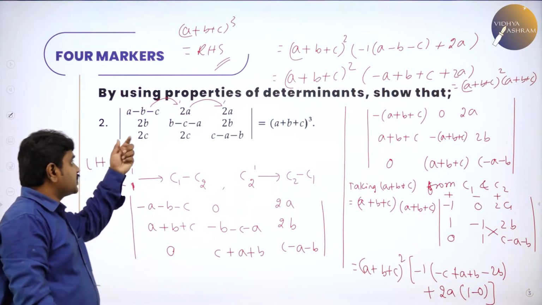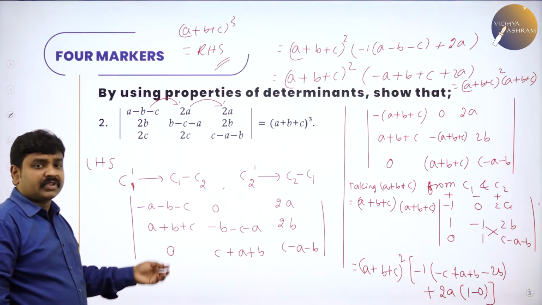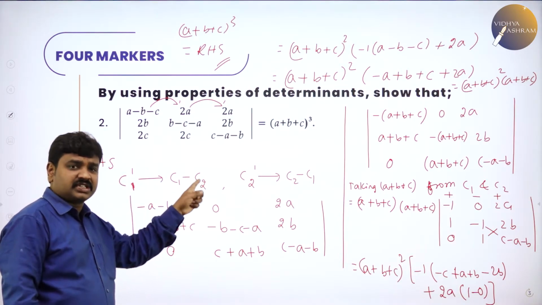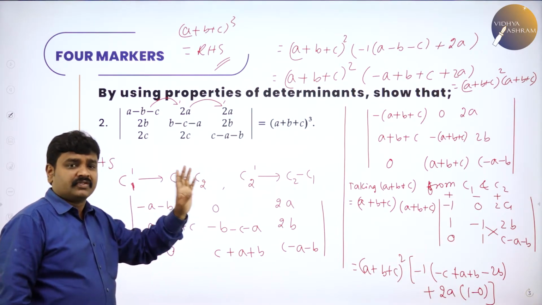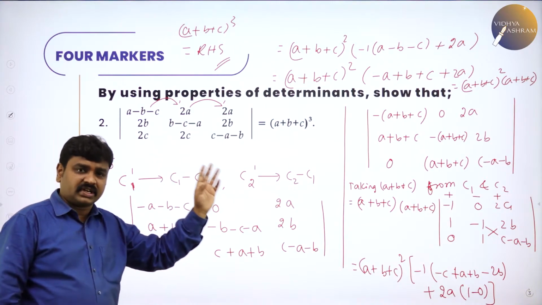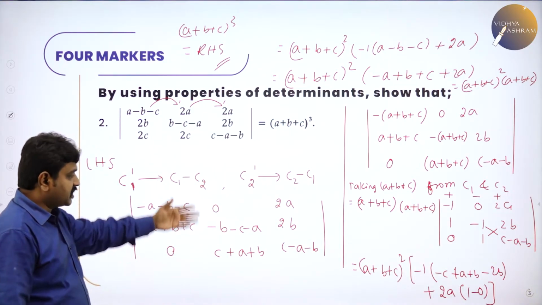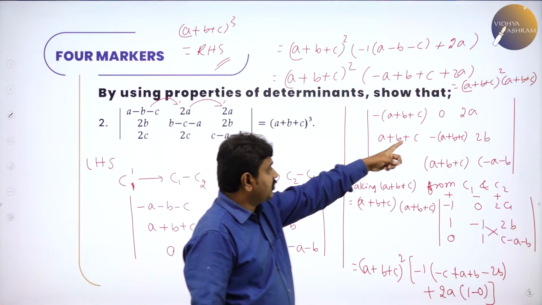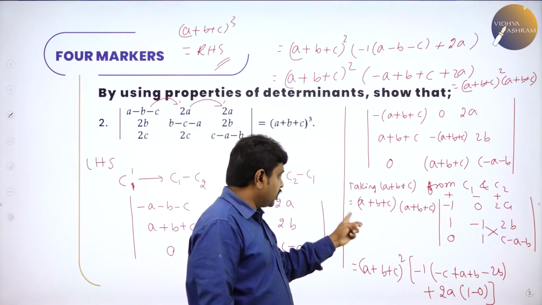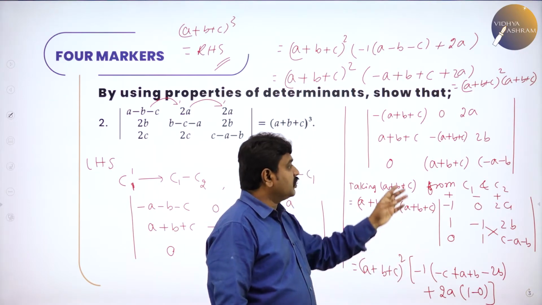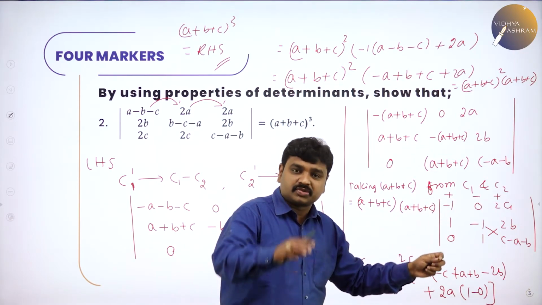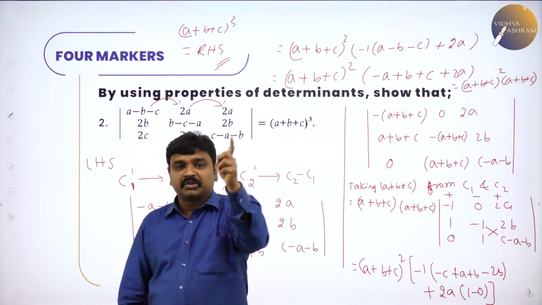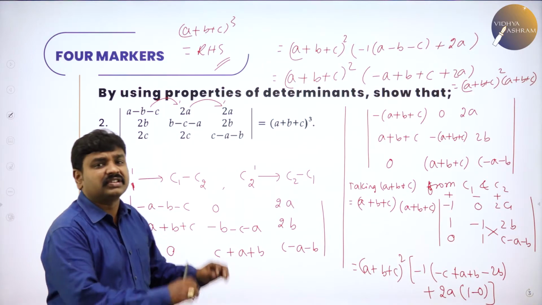First we started with LHS. LHS was given, we wrote it, and we have done two operations in the first step. What is that? C1 dash is C1 minus C2 and C2 dash is C2 minus C3. First column is first column minus second column, and second column is second column minus third column. When I expand, I'll get this. Then from the first column take a plus b plus c common, from the second column take a plus b plus c common, it will become a plus b plus c the whole square. Then you expand the remaining thing. When you expand the remaining thing, you will get again a plus b plus c, multiply them, a plus b plus c the whole cube you will get.